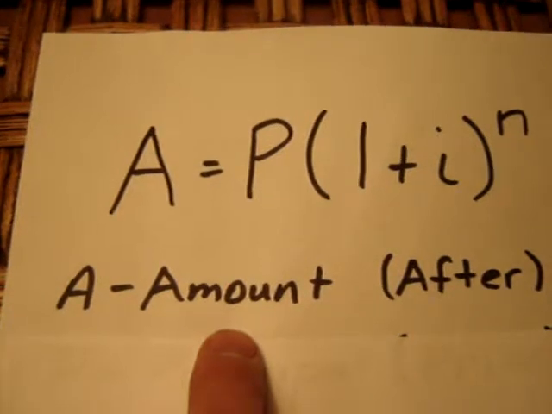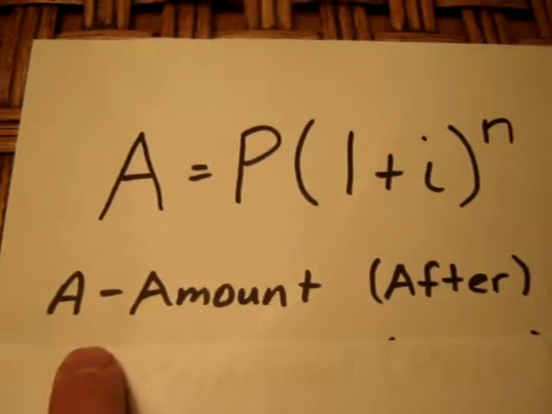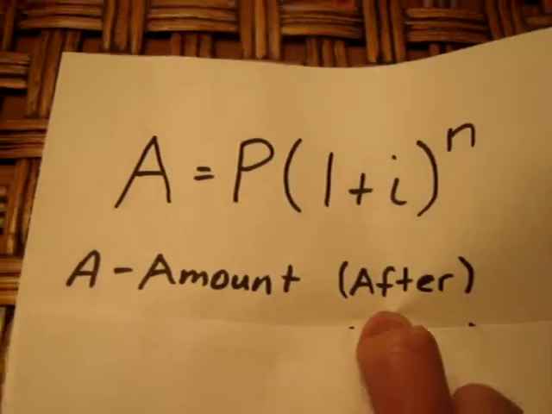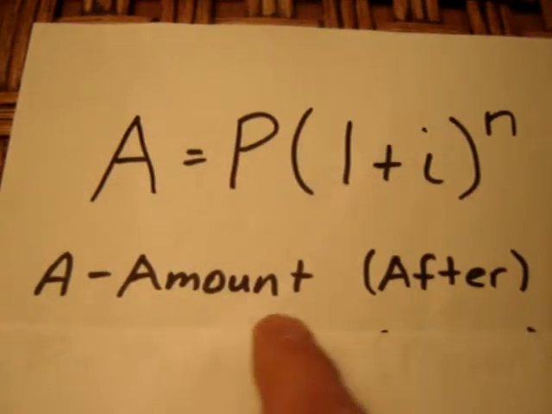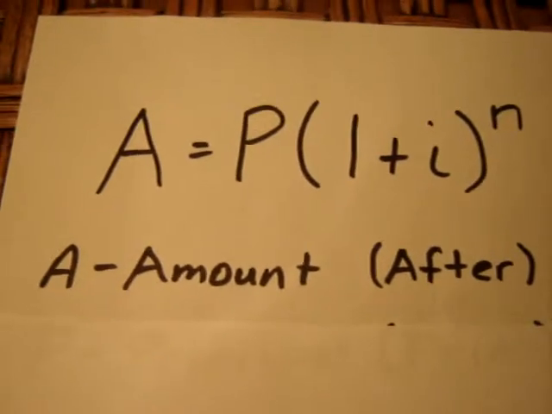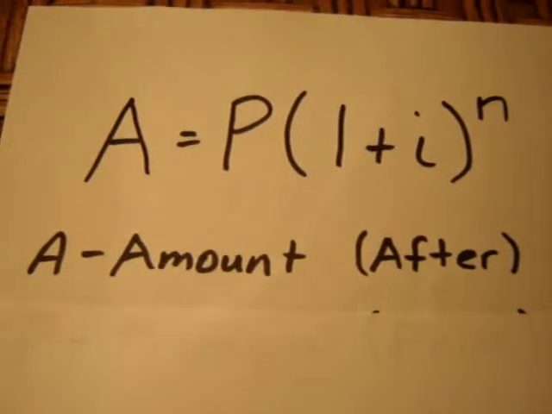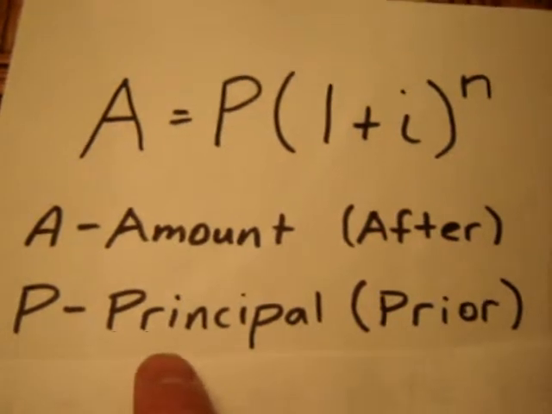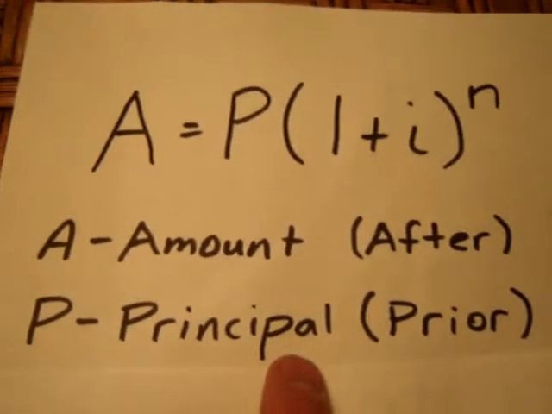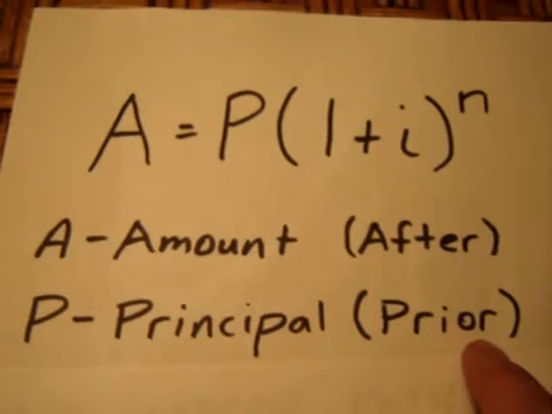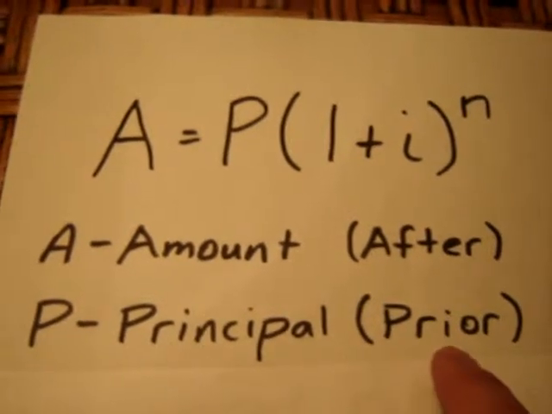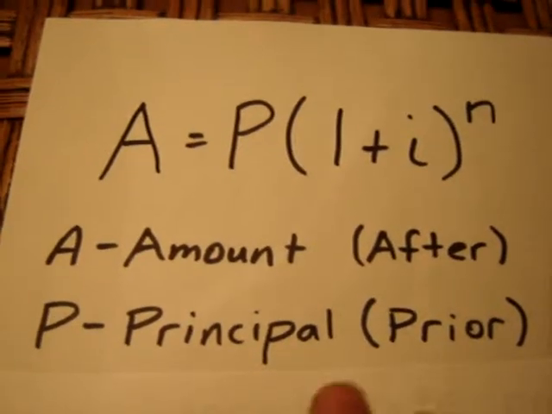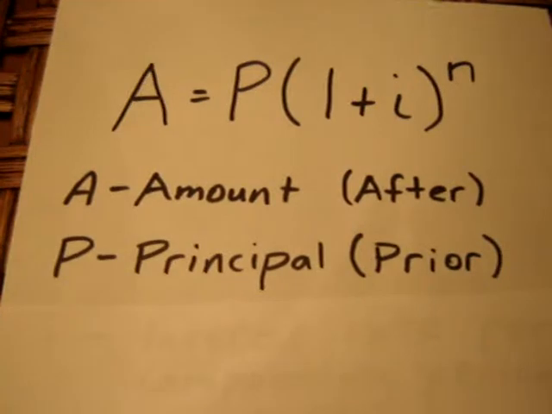And something I've noticed is that, although technically this is not true, we could also say that A stands for after. In other words, A is the amount of money that we have after all of the compounding of interest has taken place. P technically stands for principal. That's the amount that was initially invested. But for our purposes, we could also think it stands for prior, because P is the amount of money that is in the account prior to any interest taking place.